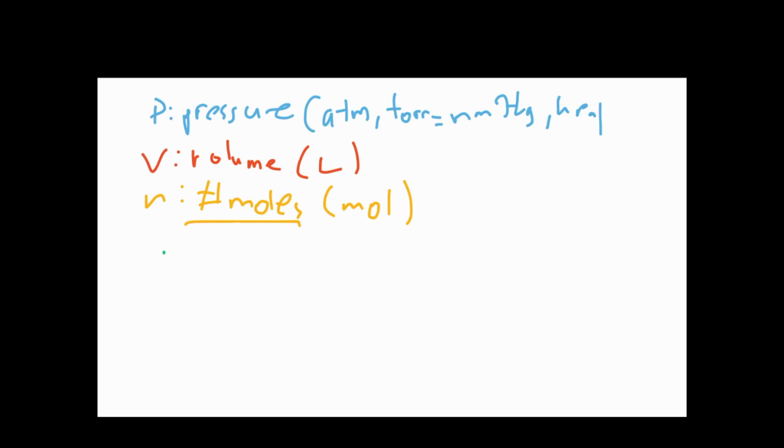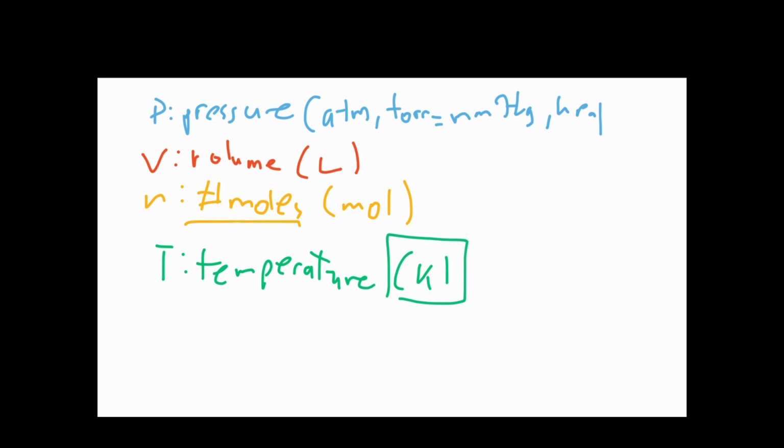The next variable we're talking about is temperature. Temperature cannot be displayed on a degree scale because if we have negatives, then it wouldn't make sense. So temperature is always, no matter what, in Kelvin.